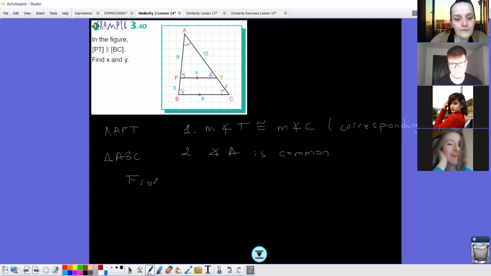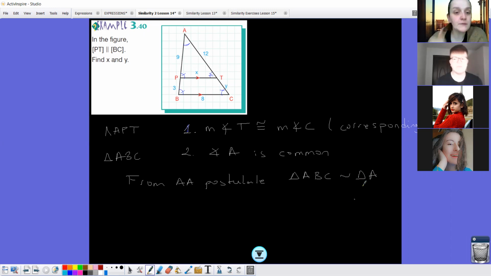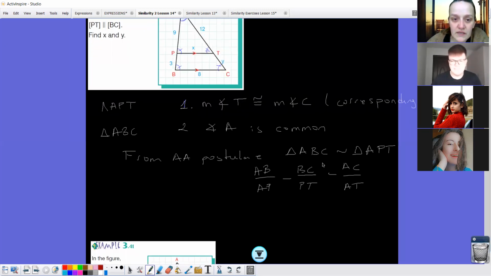Now from the angle postulate, triangle ABC is similar to triangle. Now how will I write the second one? A is common for both of them. I will start with A, APT. Now the sides: AB over AP is equal to BC over PT and AC over AT.